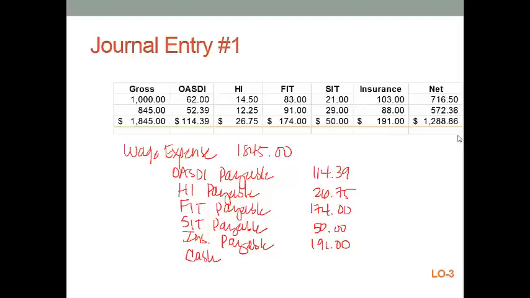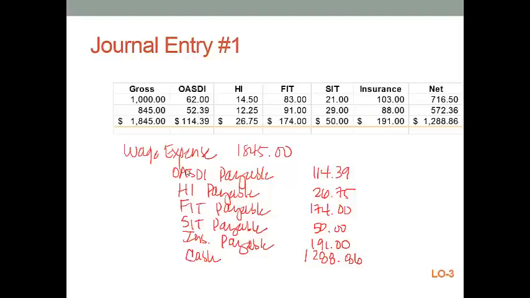I've already calculated that too. My net pay is $1288.86. And this could be wages payable instead of cash if you're not paying cash on the day that you're recording this journal entry. Say you're going to pay it tomorrow, and therefore you'd have wages payable credited here, and then tomorrow when you actually pay the cash out, you would debit your wages payable and credit your cash to actually pay out the cash to your employees.